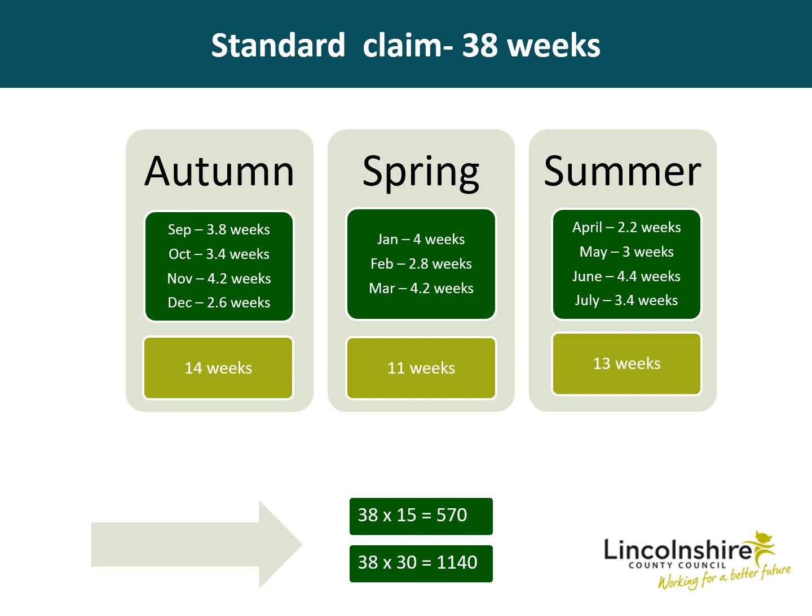Within each term, we break it down further month by month. For example, in autumn, we pay 3.8 weeks in September, 3.4 weeks in October, 4.2 weeks in November, and 2.6 weeks in December, adding up to the 14 weeks payable in the autumn term. By using the breakdown on the calendar and on the EYE Hub, each child will be able to access their full entitlement over the academic year.